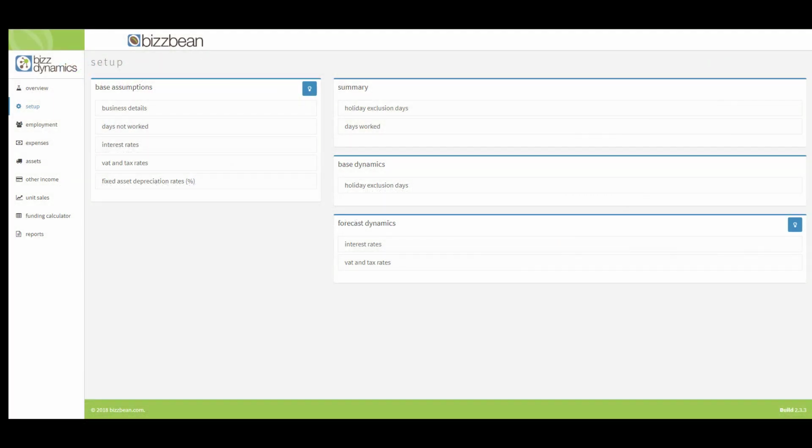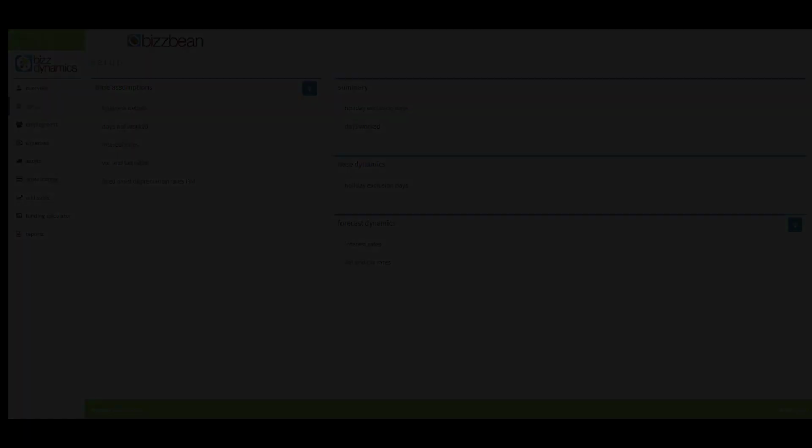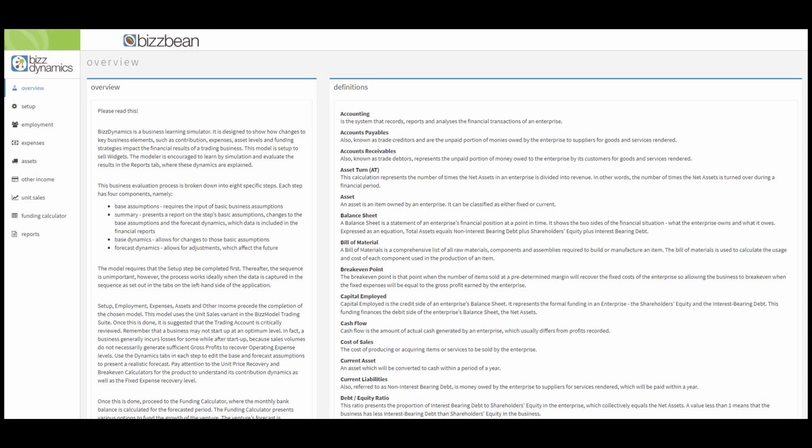bizzdynamics is a business learning simulator. It shows how the dynamics of contribution, expenses, asset levels and funding instruments impact the financial results of a business. The app consists of 9 pages.